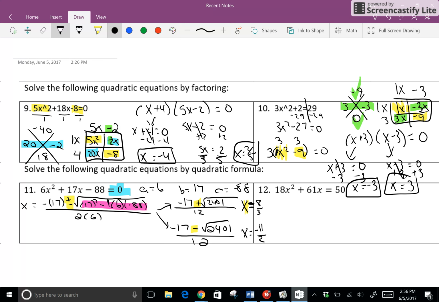Now, you're going to do the same thing for number 12, but it's not equal to 0, so you have to minus 50 on both sides. And then just fill in the missing pieces. The negative 50 doesn't combine, so that will actually become our C value. Now, I'm not going to do number 12 because this setup is exactly like number 11. It's really just plug and chug.